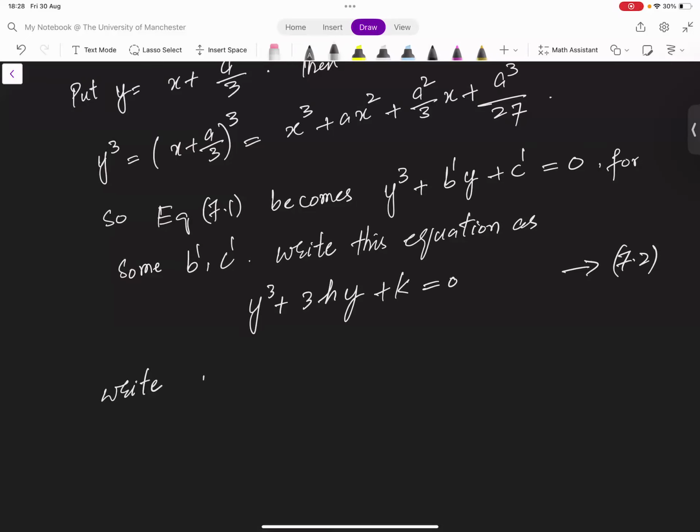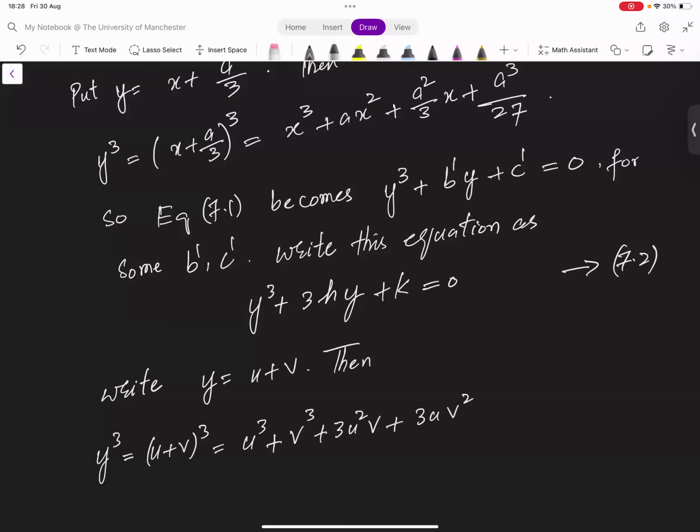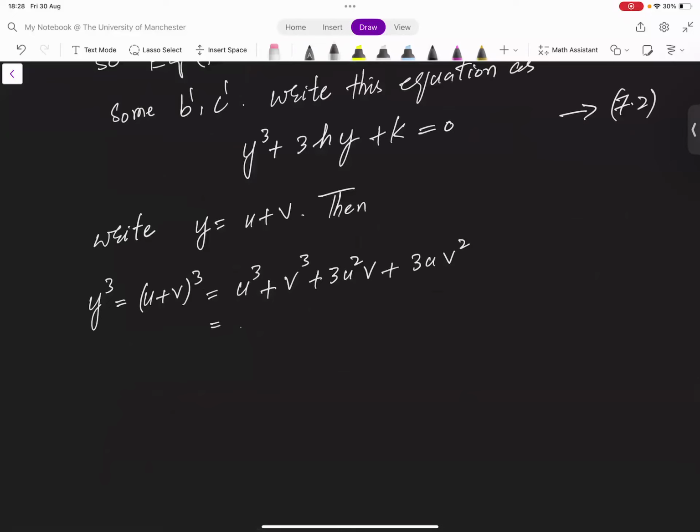Write y is u plus v, then y cube is (u plus v) cube, which is u cube plus v cube plus 3u square v plus 3u v square. And you can write this as u cube plus v cube plus 3uv into (u plus v). And this can be written as u cube plus v cube plus 3uvy.